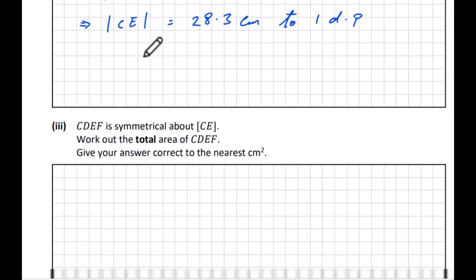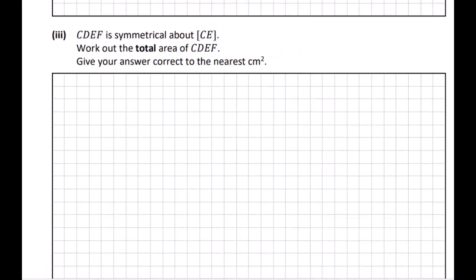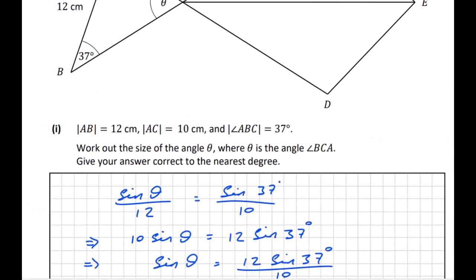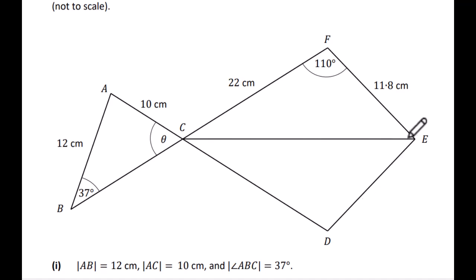Let's have a go at part 3. CDEF is symmetrical about CE. Work out the total area of CDEF. Give your answer correct to the nearest square centimeter. So CDEF is symmetrical around CE. So what we've got to do here is find the area of one triangle and just double it.